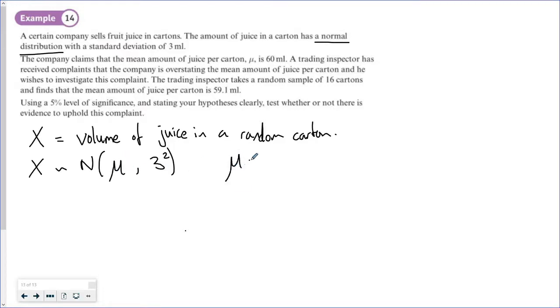So here mu is going to be the true mean of x. So the true mean of the volume of juice in a random carton.